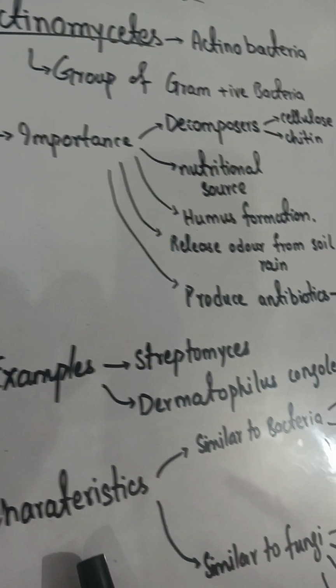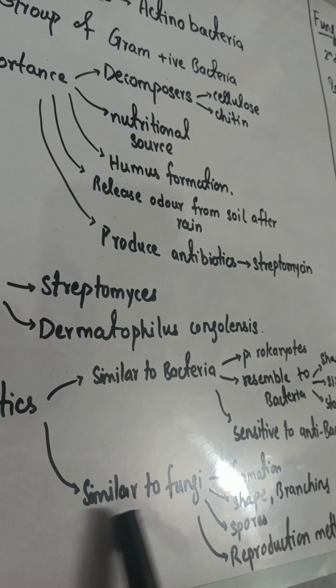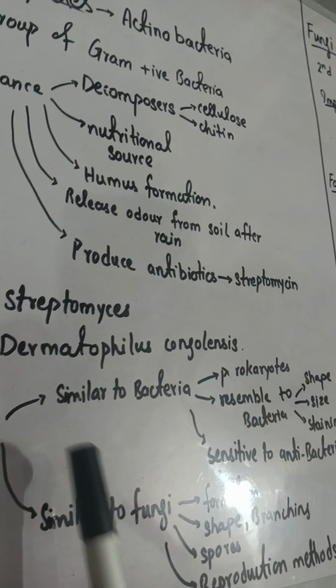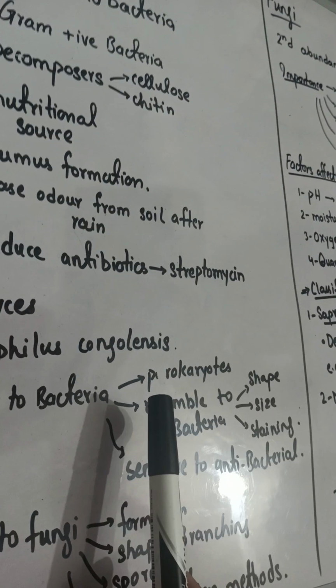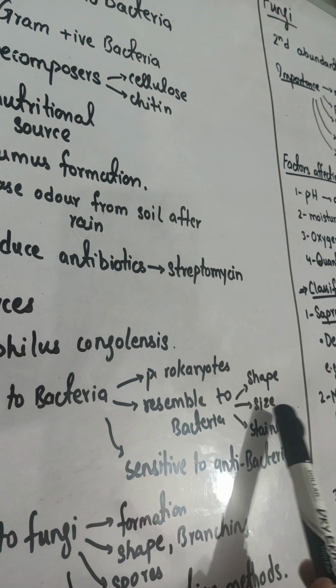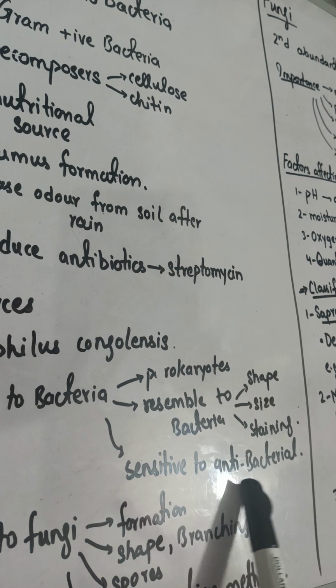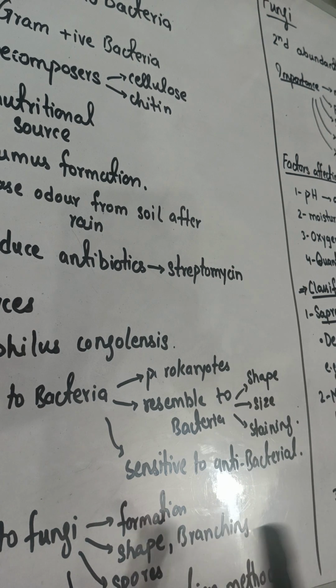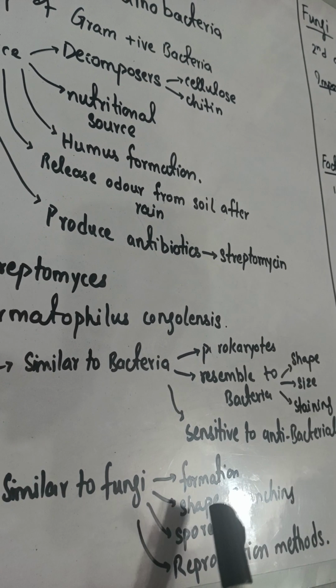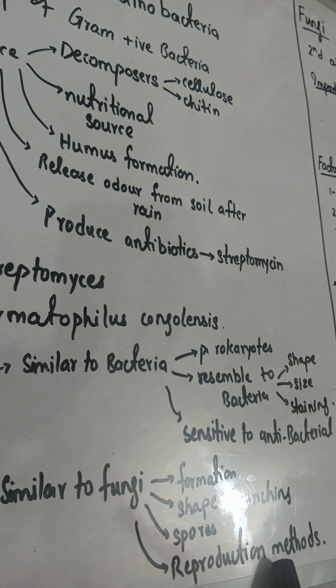Now let's discuss their characteristics. They have some characteristics like bacteria and some like fungi. The characteristics similar to bacteria are that they are prokaryotes. They resemble bacteria in their shape, in their size and in their staining properties. Secondly, they are sensitive to antibacterial drugs. They are similar to fungi in their formation, in their shape, in their branching properties, in their spore formation, and lastly in their reproductive methods.